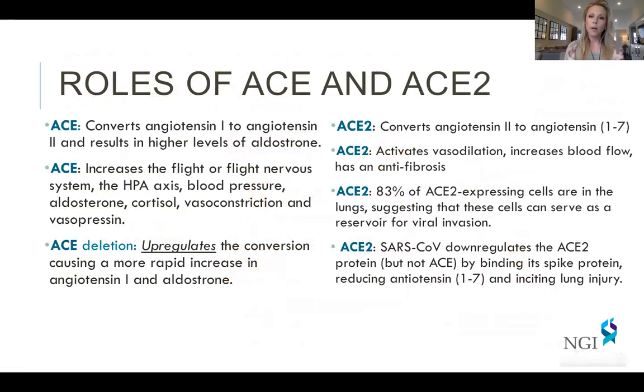So ACE1 converts angiotensin 1 to angiotensin 2. And so what does this do? So it actually increases aldosterone, which is a stress hormone. And that increases our fight or flight nervous system. It increases our blood pressure. Sometimes even will turn red. So you can actually feel that blood pressure going up to your head. It creates vasoconstriction.